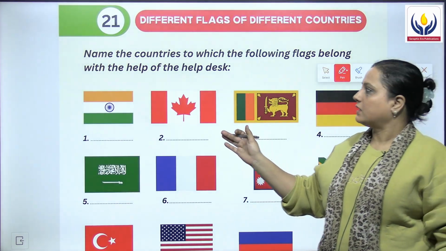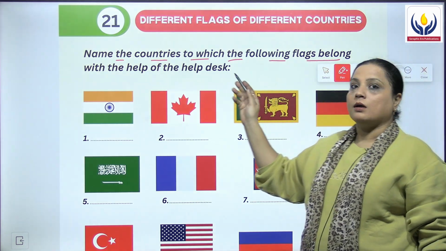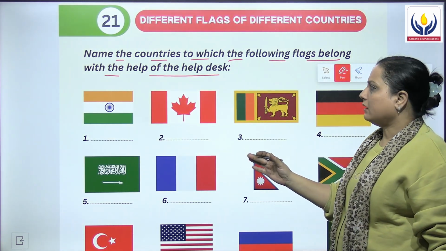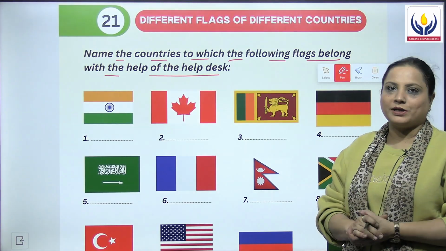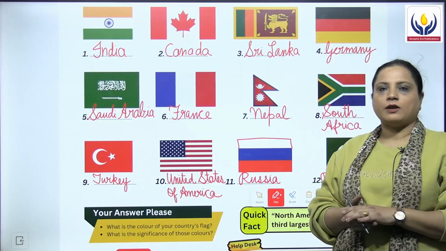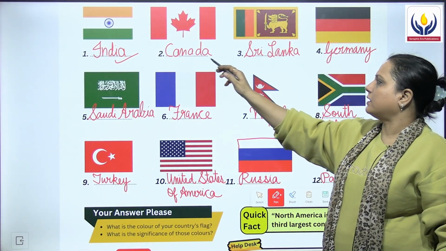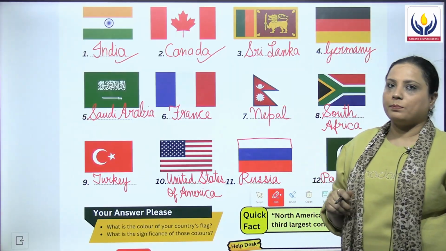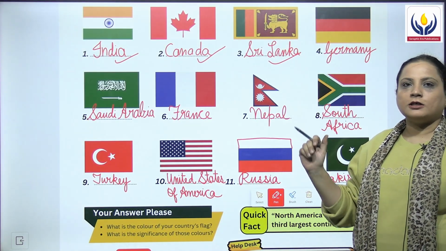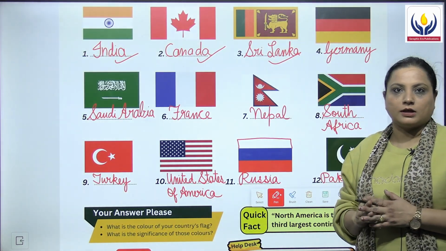The question says, name the countries to which the following flags belong with the help of the help desk. Let's now begin with the exercise. The first flag is of our country, India. Then the next flag is of Canada, which bears a maple leaf. The other flag has a lion holding a sword. This is of Sri Lanka.